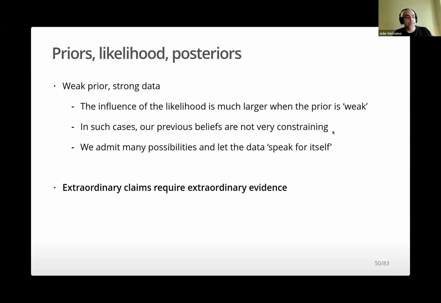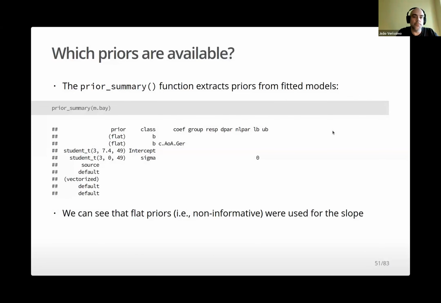And so, like I said, this is a formalization of this principle that if indeed something is completely outside of a strong belief, so completely unexpected, then it would need to be super strong data in order to move or shift our beliefs in a meaningful way. So if we now go to the previous model that we fitted, using this function prior_summary, we will see that indeed for the slope, by default, because we didn't worry about priors, brms uses flat priors. That means completely non-informative, anything goes. I mean, by not setting a prior, you're essentially saying that everything is possible and that you know zero in advance of the experiment.